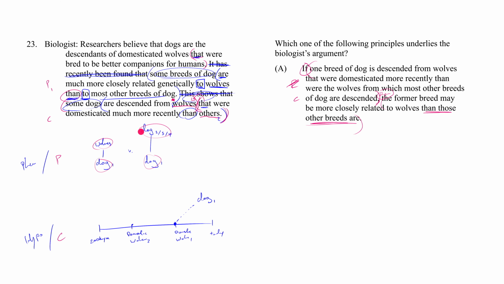Remember earlier we talked about this premise and I said they didn't care about how closely related chihuahuas are to wolves? Well, answer choice A cares about how closely related chihuahuas are to wolves. Right? So not only is this structurally premise and conclusion flipped around, it also misunderstood the content of the comparison in the premise. So A is all sorts of wrong.